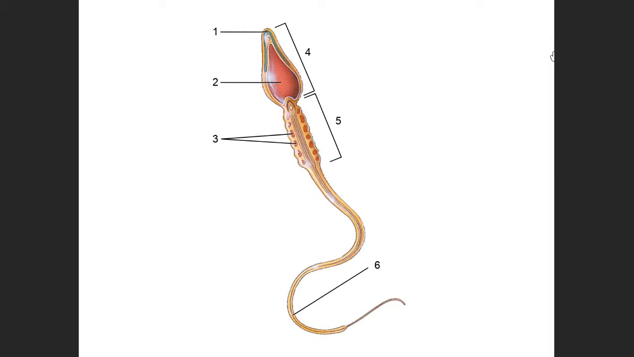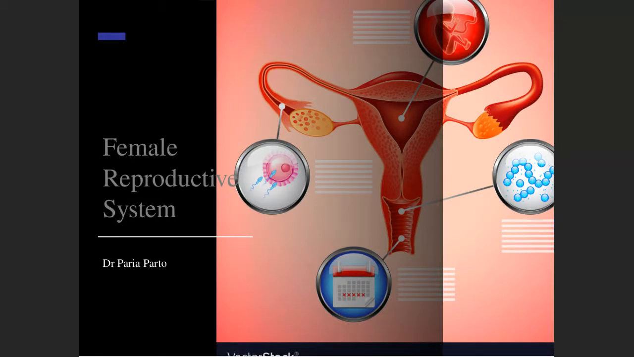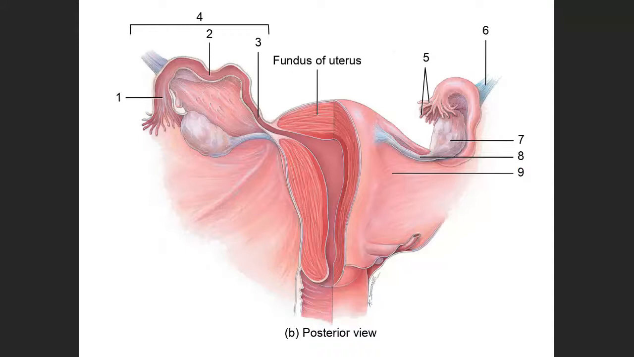And the next one is the female reproductive system. In this picture, you can see the different parts of the female reproductive system. Number 7 are the ovaries. Number 4 is the whole oviduct. 1 is the infundibulum. 2 is the ampulla, and 3 is the isthmus.